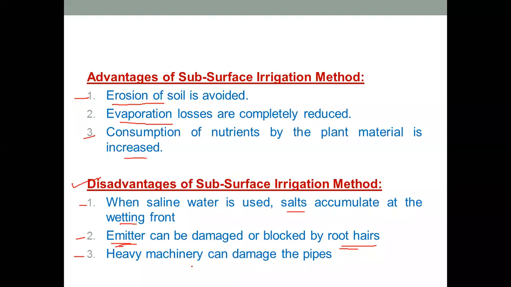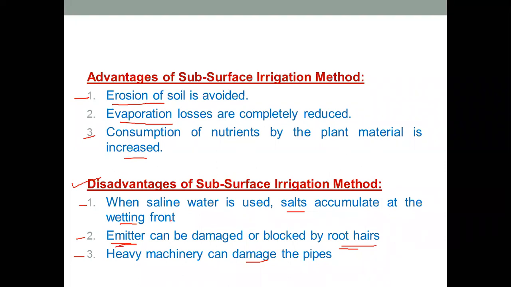Third, heavy machinery can damage the pipes. As these pipes are laid underground, if we afterwards use heavy machinery, for example tractors for tilling the land, then that heavy machinery can damage the pipes laid underground. So that is one disadvantage of the subsurface irrigation method.